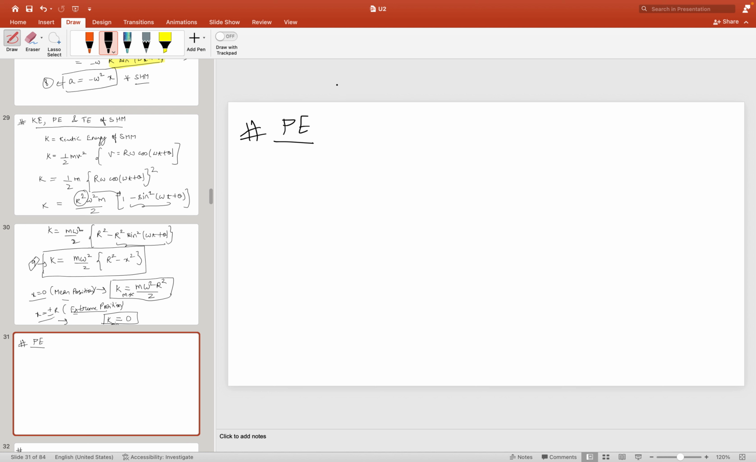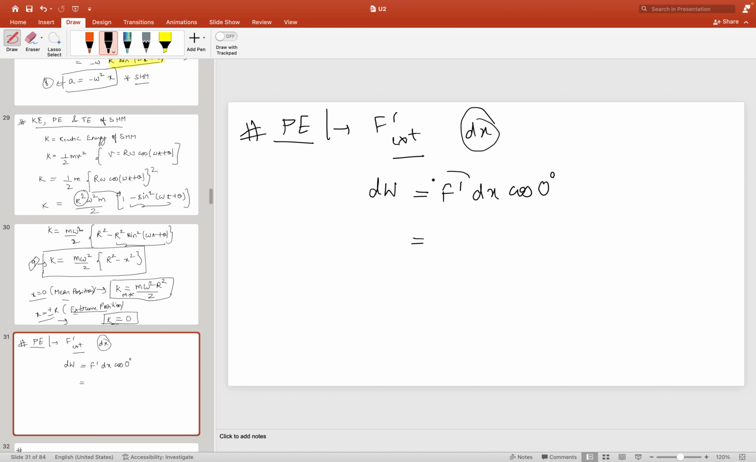Now we know that a small amount of work is done by applying the force F dash. We have applied the external force F dash to extend the spring by a small distance dx. So we can write work done is equal to F dash times dx, and it is done in the same direction, the displacement is in the same direction as the force applied, so cos 0 degree. Okay, and we know that F dash is actually equal to minus F, which is the restoring force. So we have said that the external force applied is equal to the negative of the restoring force. So our equation reduces to minus F dx.